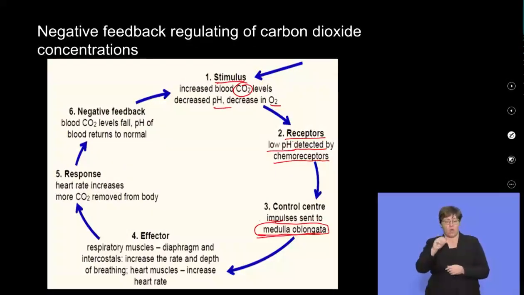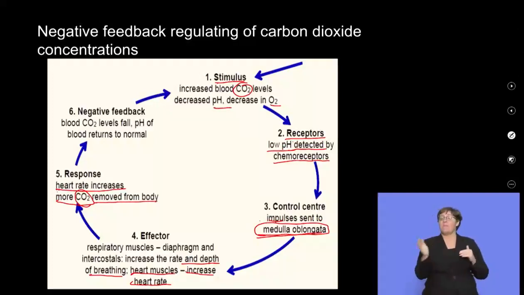The respiratory muscles, the diaphragm and intercostal muscles, increase the rate and depth of breathing. Once breathing increases, the heart muscles will also increase the heart rate. Then, as the heart rate increases, more carbon dioxide will be removed from the body. When more carbon dioxide is removed, the level of carbon dioxide drops. The pH of the blood returns to normal. This is nothing else but the negative feedback mechanism of carbon dioxide concentrations.